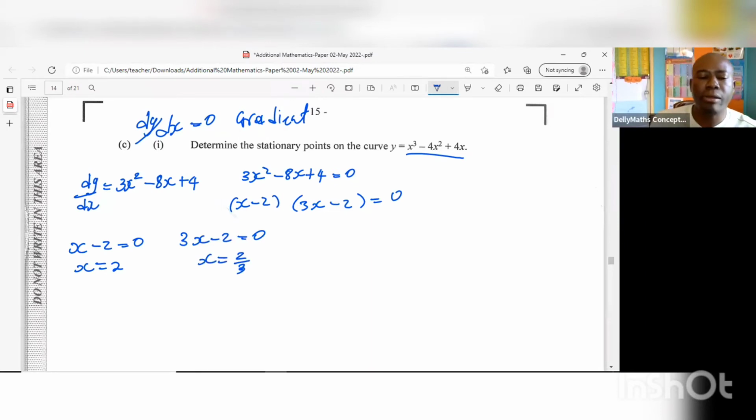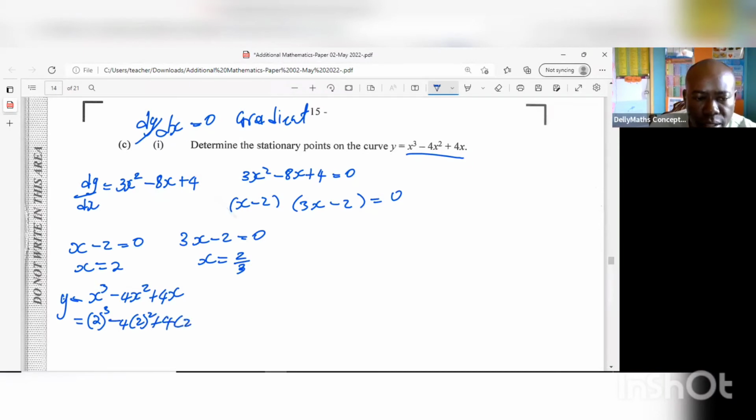All right, so we're looking at these. What we want to do though at the stationary points is plug these back. We want to evaluate these in the function to get the y value. So if I try to get y, when x is equal to 2, I want to know what the y value is. So it is x cubed minus 4x squared plus 4x. Right? So I'm going to substitute 2 there. So 2 to the third minus 4 times 2 squared plus 4 times 2.